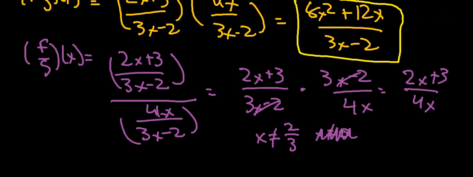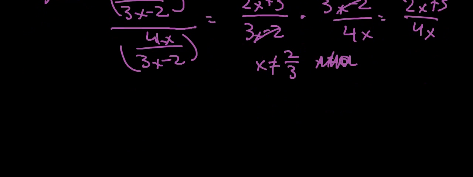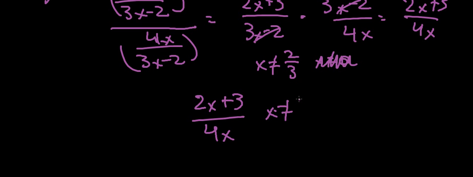So our complete answer is (2x plus 3) over 4x, and x cannot equal 2/3.